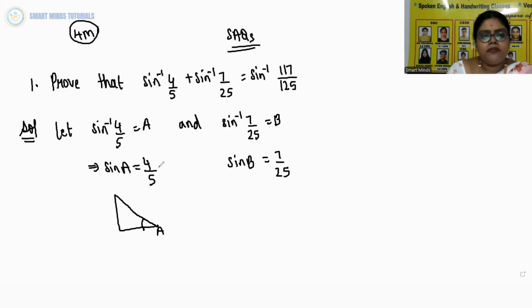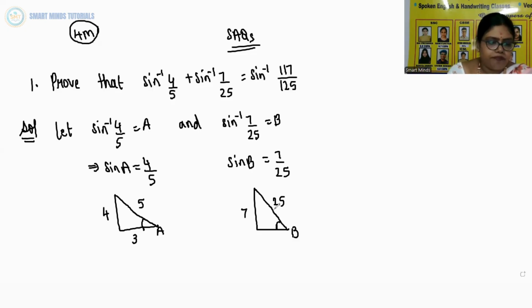Suppose this is A. Sine A is opposite by hypotenuse. So if the opposite side is 4 and hypotenuse is 5, then the adjacent will be 3 by Pythagoras theorem. The same way, if we take B, sine theta is again opposite by hypotenuse. So the opposite side is 7 and hypotenuse is 25. In this case, the adjacent side will be 24 by Pythagoras theorem. Okay, how did we get 24?